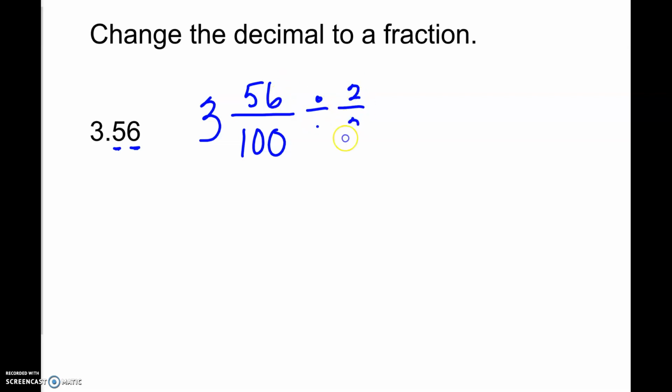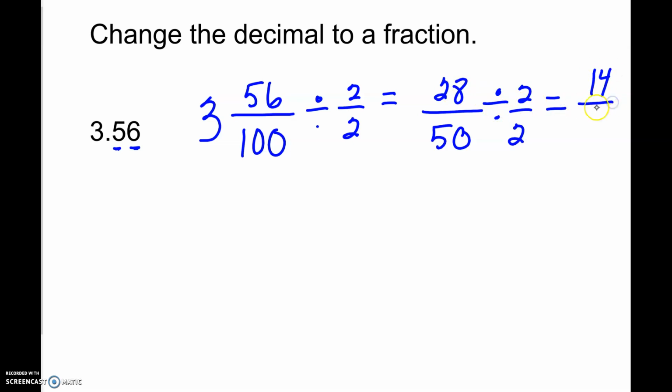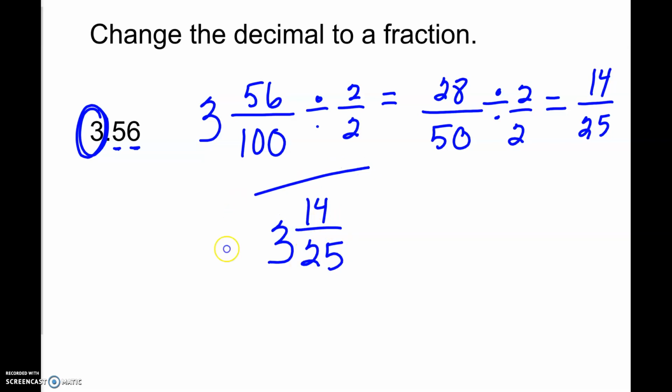Most kids are going to say 2/2. So 56 divided by 2 is 28. 100 divided by 2 is 50. Both of those are even numbers. So we're going to divide by 2/2 again. So 28 divided by 2 is 14. And 50 divided by 2 is 25. And don't forget this whole number in front. So at the very end, we have to have 3 and 14/25. So this would be our fraction. It is a mixed number, 3 and 14/25.